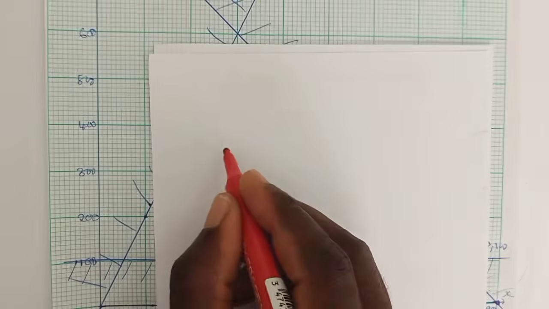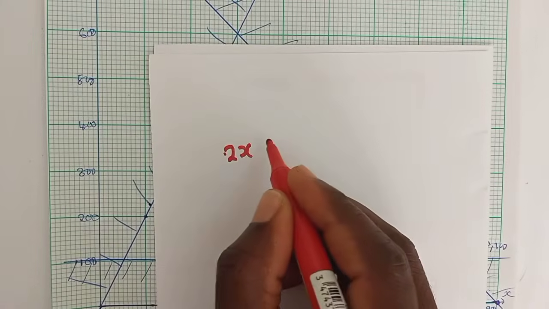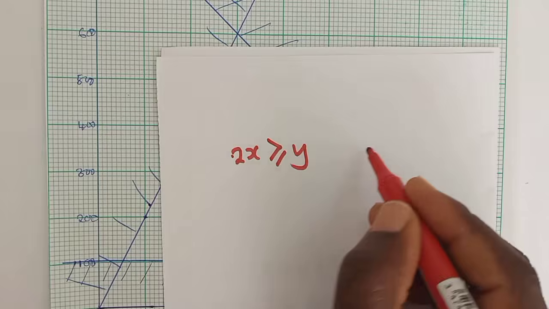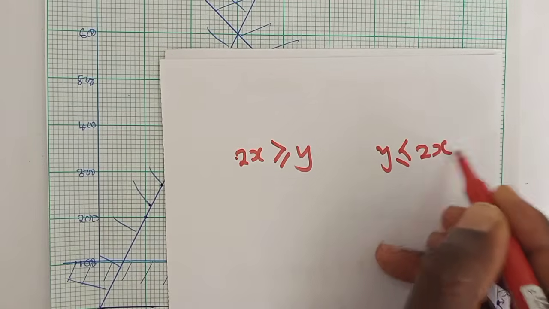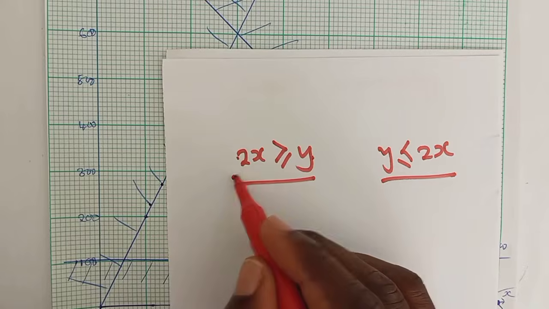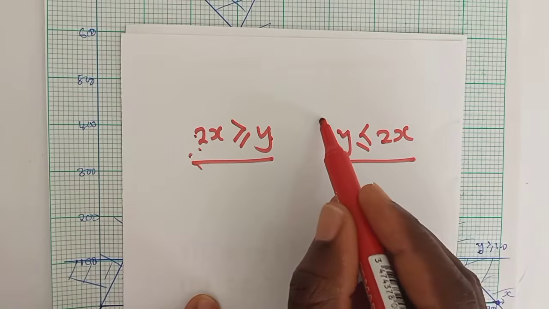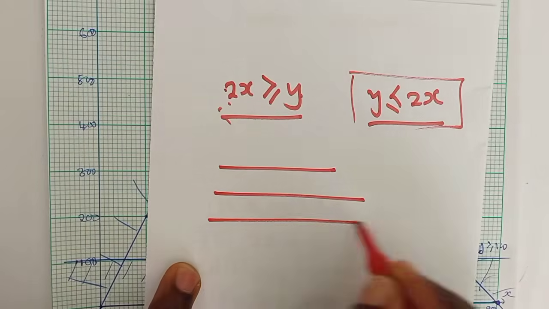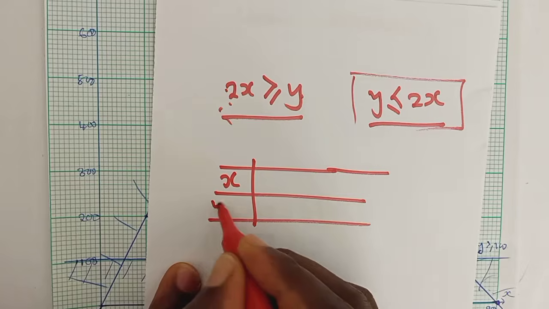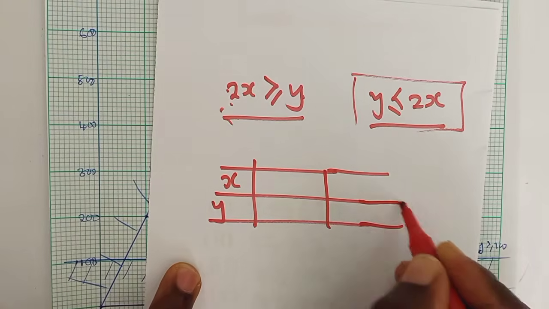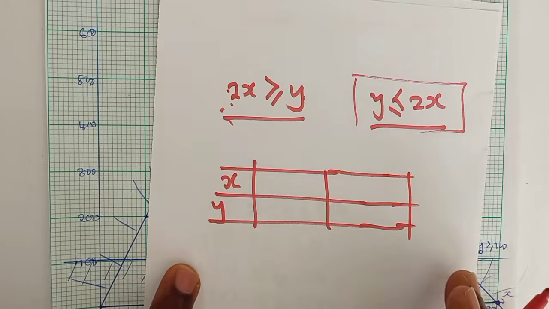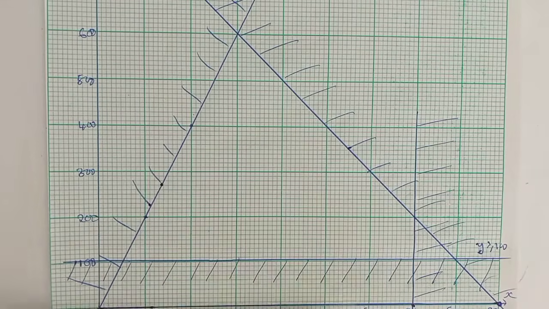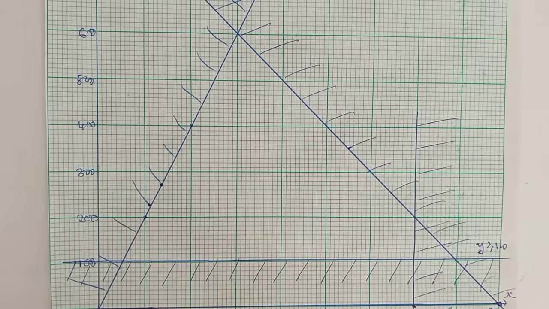How I graphed this one: here it's 2x is less than or equal to y. This is the same as y is greater than or equal to 2x. So these are the same. I'll just switch, start with this one, so that you understand. Come up with a table of values. You say this is my x-axis and this is my y-axis. Two points are enough. You can pick two points. So now you go to the x-axis, right here.